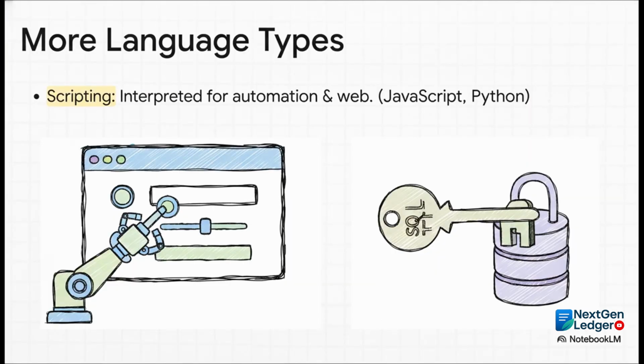But it doesn't stop there. We also have scripting languages. These are cool because they're often interpreted on the fly. The computer reads and runs them one line at a time. This makes them awesome for automating tasks and for all the interactive stuff you see on the web. And then you've got what are called domain-specific languages, or DSLs. These guys are the ultimate specialists. They're designed to do one job and do it perfectly. SQL, for instance, only knows how to talk to databases, but it's the absolute best in the world at it.